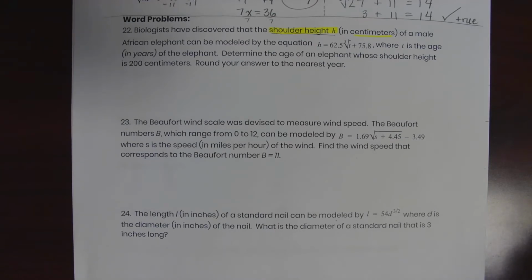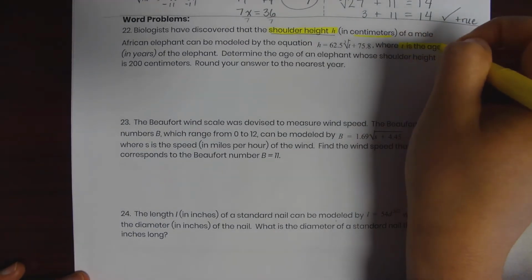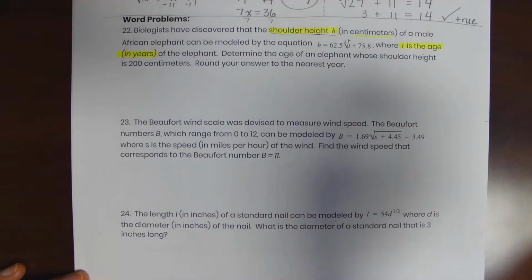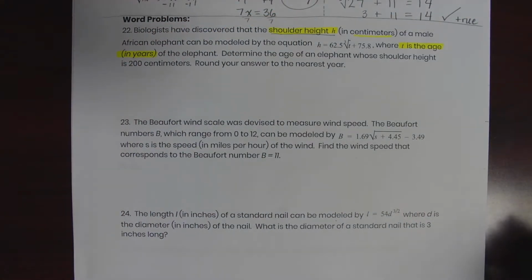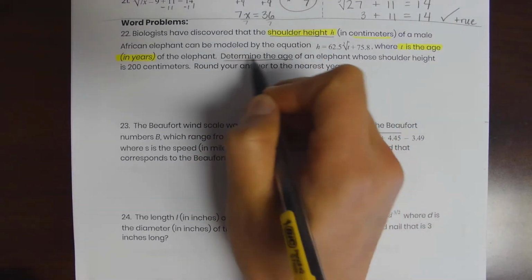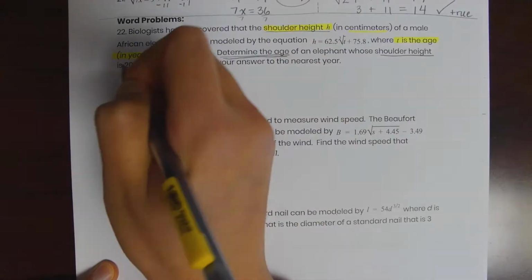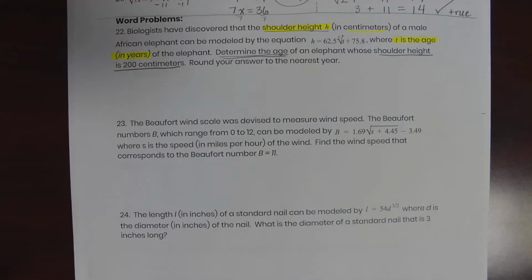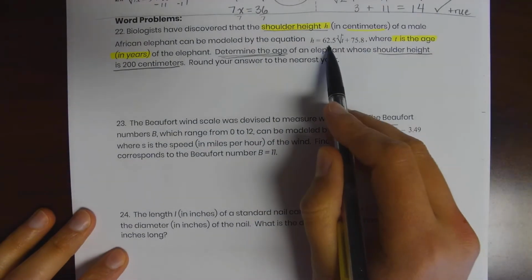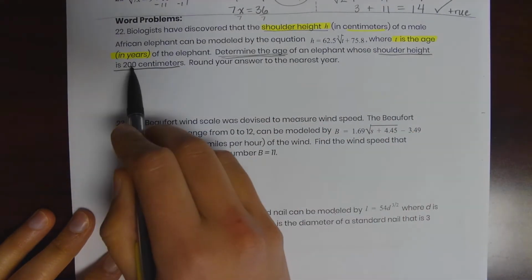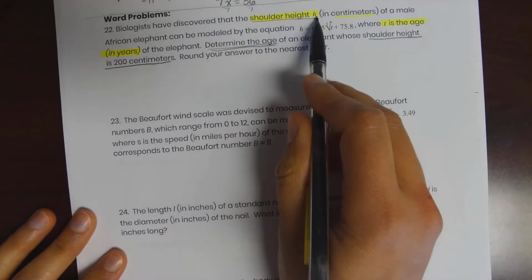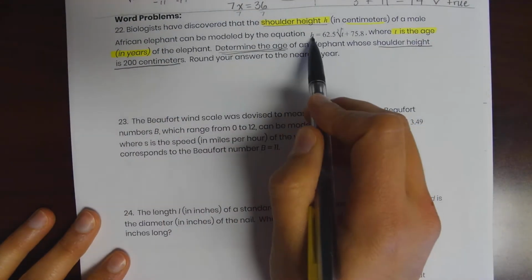So we're given the equation where t is the age in years of the elephant. Determine the age of an elephant. So here we're trying to determine the age, so that's going to be our unknown. Determine the age of the elephant whose shoulder height, so we're given the shoulder height, is 200 centimeters. Round your answer to the nearest year. So we're going to use this formula, and we're given the shoulder height of 200. Shoulder height is h, so I'm going to plug 200 in for h.